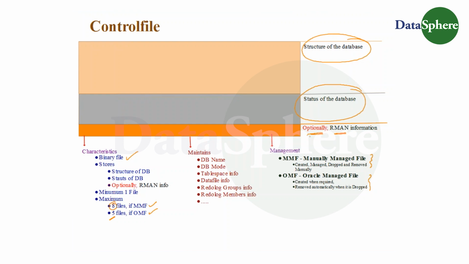So this is about three mandatory files of database: data file, redo log file, and control file. All three are binaries. At the same time, they are mandatory for database. What is meant by mandatory? If any problem happens with any one of these files, it is going to affect the availability of the database. That is why they are called mandatory.